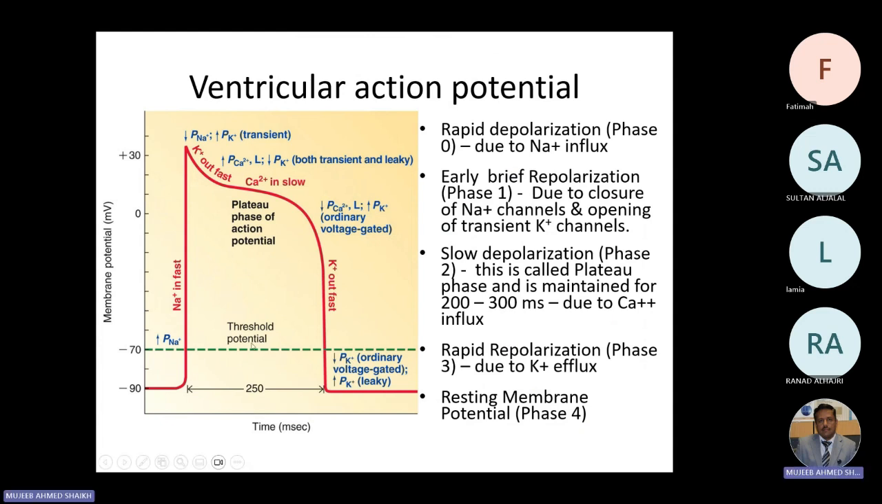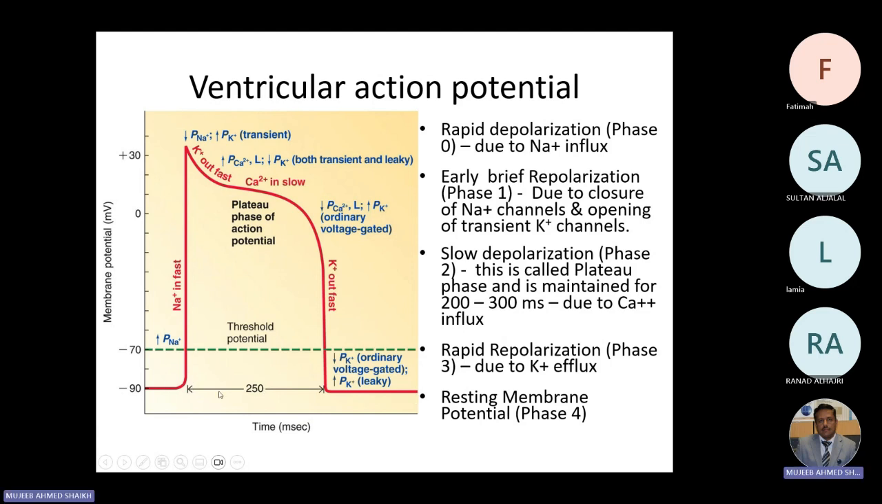So first is depolarization, which is caused by sodium entry into the cell, followed by early repolarization, then followed by slow repolarization, that is the plateau phase, and then the fast repolarization, that is the exit of potassium. Potassium is going out. And then there is a resting membrane potential.